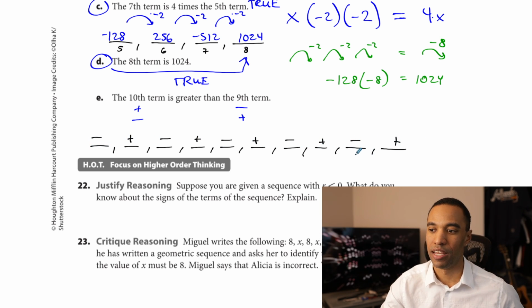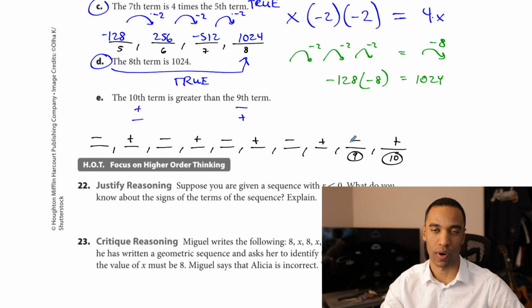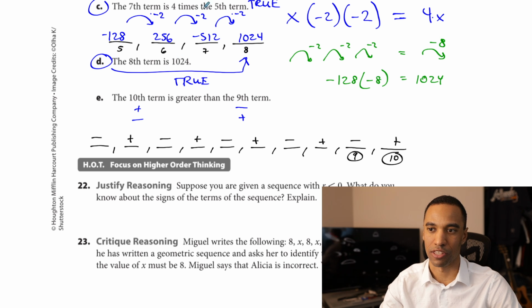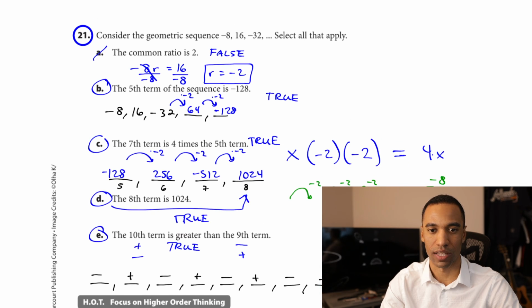Every even term is positive. This is the 9th term. This is the 10th term. The 10th term is positive. A positive is greater than a negative. The 10th term is positive, so the 10th term is greater. Therefore, it is true. So the only one that seemed to be false was the first one. It wasn't a positive 2. It was a negative 2. And that seemed to show up.